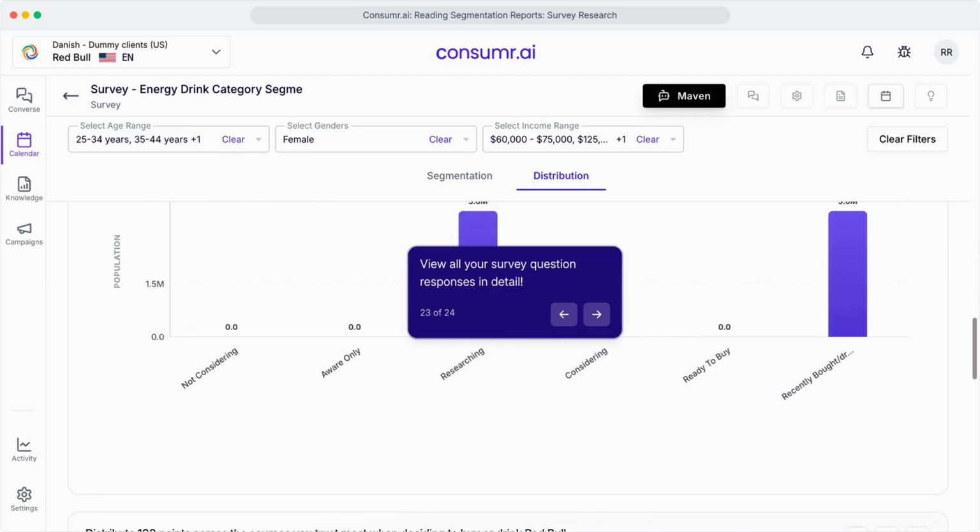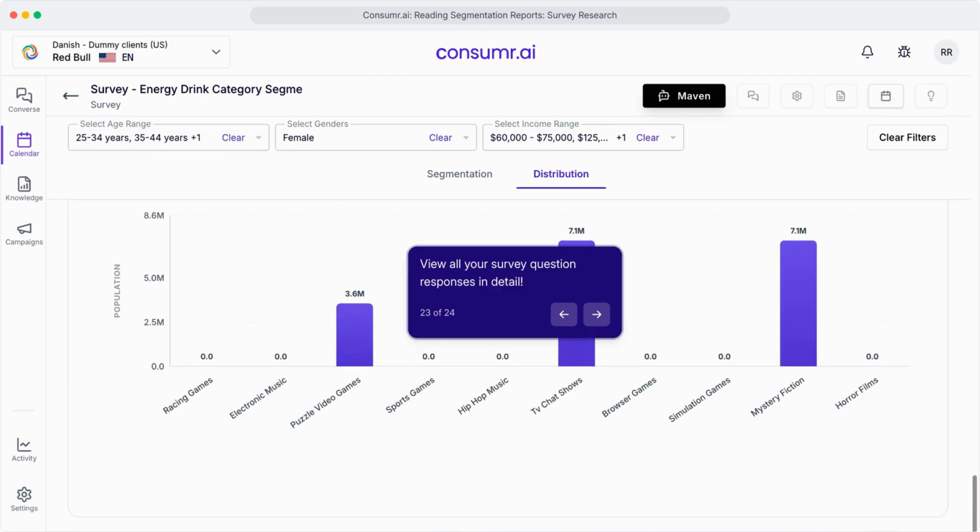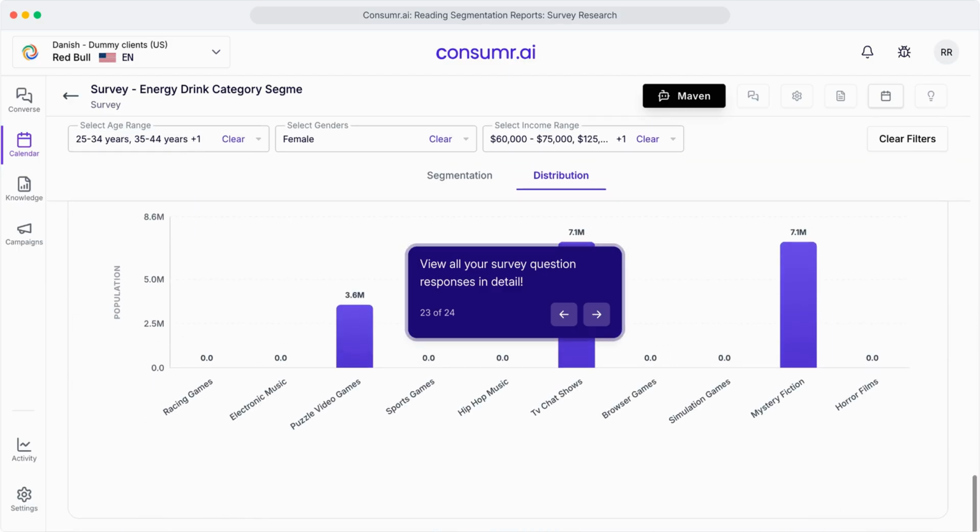View all your survey question responses in detail. You can switch between Analysis View and Distribution View anytime. Analysis View shows interpreted insights. The segment story. Distribution View shows raw response data. What percentage chose each option on each survey question?